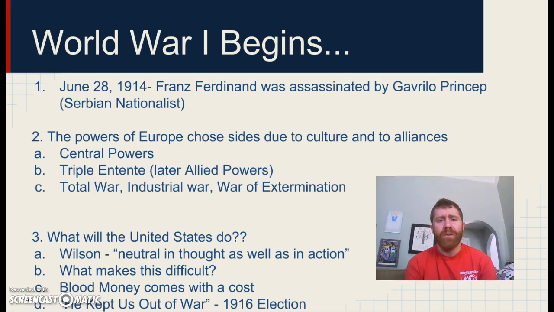And so, on June 28th of 1914, the Archduke of Austria-Hungary, Franz Ferdinand, is going to be assassinated by Gavrilo Princip. Gavrilo Princip is a Serbian nationalist, part of this terrorist group known as the Black Hand, and they are adamantly against the Austrian-Hungarian Empire. They feel like Sarajevo, the city where Franz Ferdinand is going to be assassinated, should be brought back under Serbian control.